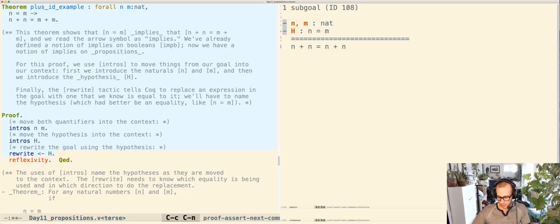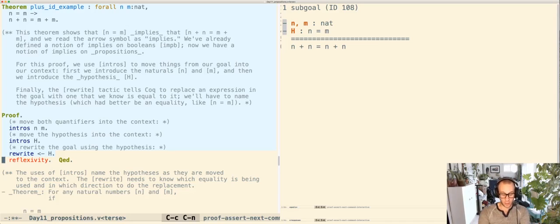Now, I'm going to give you a little tiny bit of advice that I am embarrassed to give you, but is still good advice. It's hard sometimes to know which direction you want to rewrite in. Even I mess it up sometimes. So, if you really believe that an equality should let you change your goal and it doesn't work, try rewriting the other way. I'll show you what I mean in a minute.